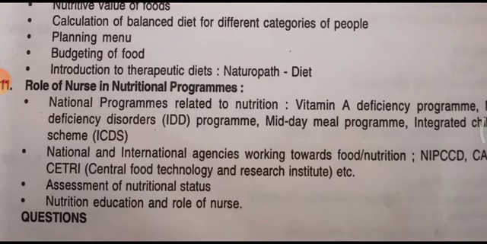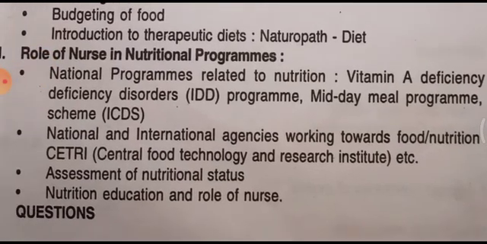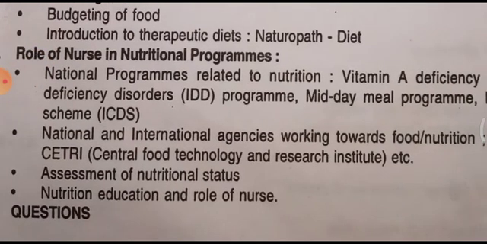And a few of them are vitamin A deficiency programs, midday meal programs, and Integrated Child Development Scheme program, and also national and international agencies working towards food and nutrition, and how these agencies are going to bring about good health, we are going to discuss. And assessment of nutritional status, whether the person is nutritionally healthy or unhealthy, how we are going to check. Assessment means checking whether you are healthy or not nutritionally, that is going to be discussed.